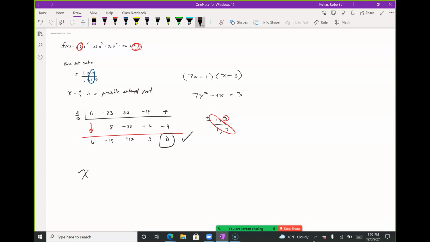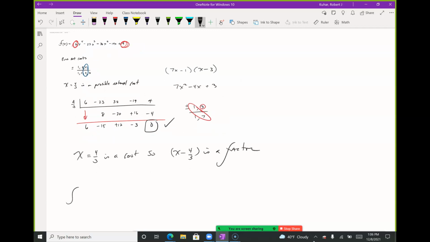X equals 4/3 is a root. So x minus 4/3 is a factor. And now f of x is that factor times the depressed equation, right? The depressed equation is coming from here: 6x cubed minus 15x squared plus 12x minus 3. You remember all the fun we had with this?